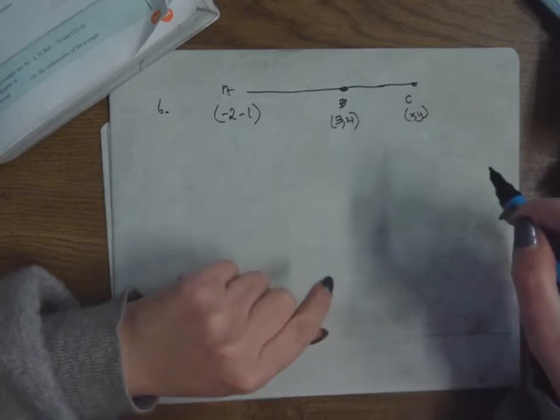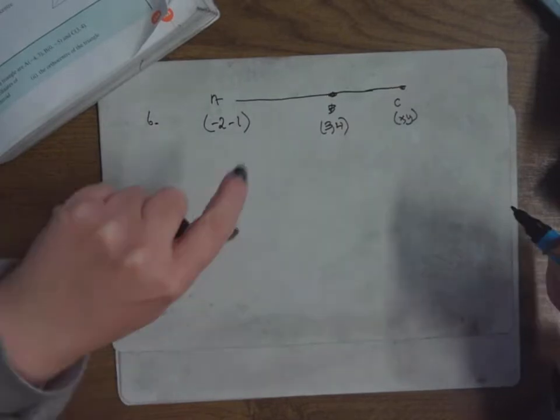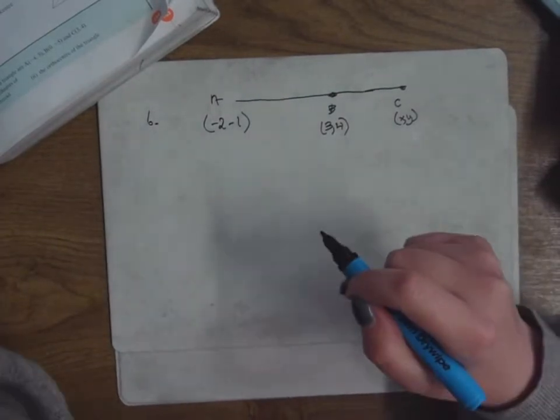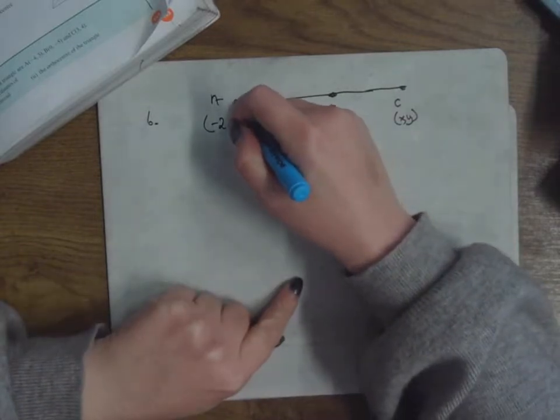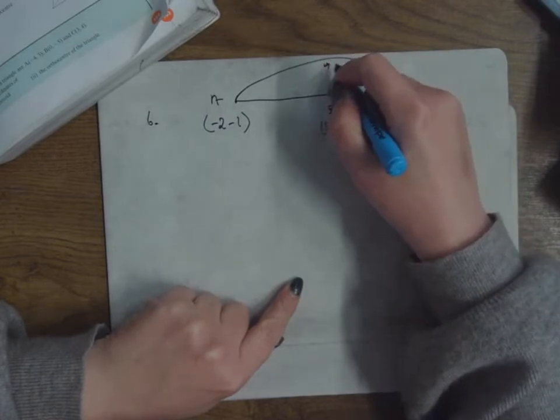I'm missing C, right? It said produced to C. That means it's extended. So A and B aren't the endpoints, right? A and C are the endpoints. Okay, is that all right? And then they said A to C. So A to C is 4 is to 1.